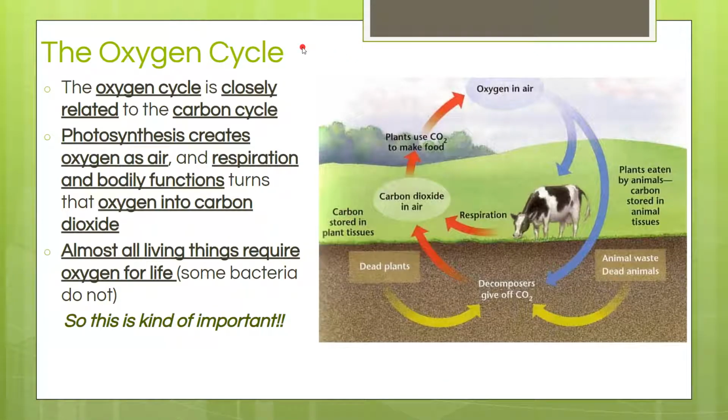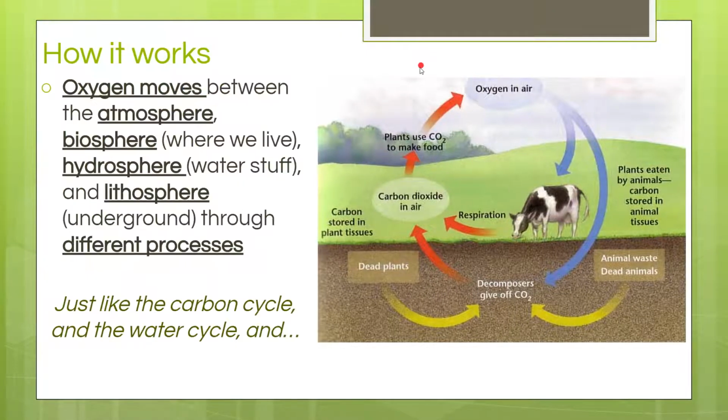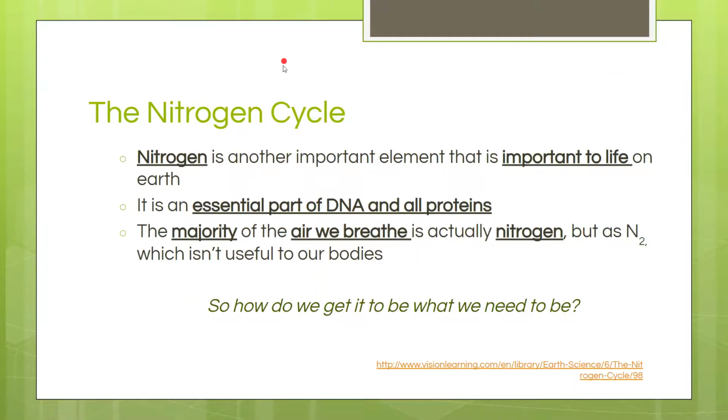So the oxygen cycle is closely related to the carbon cycle. Photosynthesis creates oxygen as air, and respiration and body functions turn the oxygen into carbon dioxide. Almost all living things require oxygen for life. Some bacteria don't. So it's kind of important. Oxygen moves between the atmosphere, the biosphere, this is where we live, and the hydrosphere, that's water stuff, and the lithosphere, that's under the earth, through different processes, just like the carbon cycle and the water cycle.